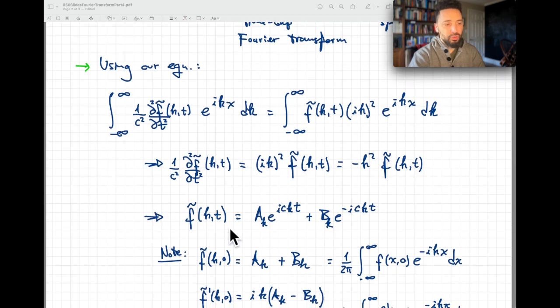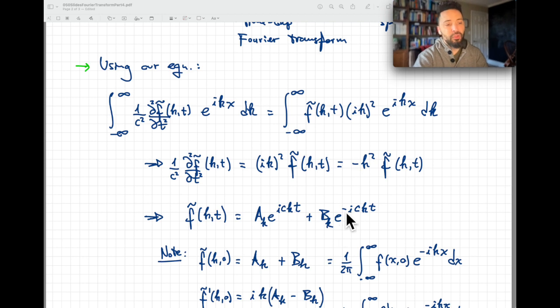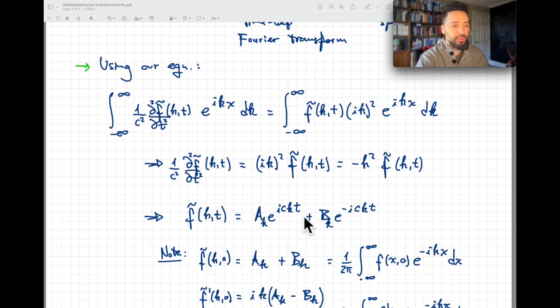And indeed, the two solutions that we have to include, the two linearly independent solutions to the second order differential equation in the time variable are these two. So we have our f tilde of k, t has to be some constant, a_k, times e to the i c k times t, and another constant, b_k, times e to the minus i c k times time. So the ck, of course, comes from putting the c squared on the other side of the equation. That's very easy to see.